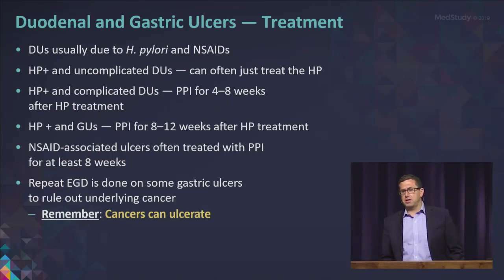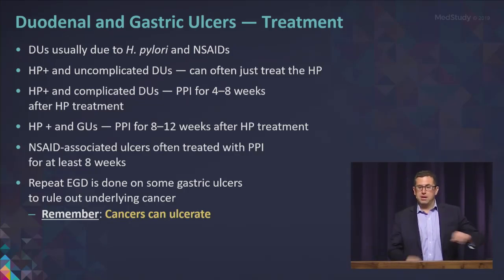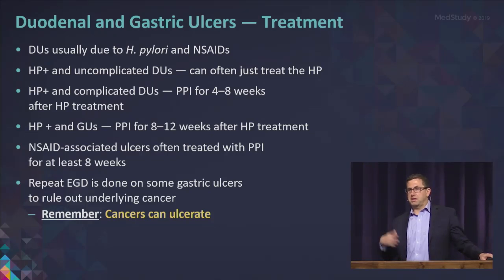So this is just a slide talking about how long you really need to treat various ulcers. Duodenal ulcers are usually due to H. pylori and NSAIDs, as we've alluded to before. If you have H. pylori and an uncomplicated duodenal ulcer, meaning there's no stricture or bleeding, generally you could just treat the H. pylori and that's that. You don't even have to put them on a PPI afterwards.